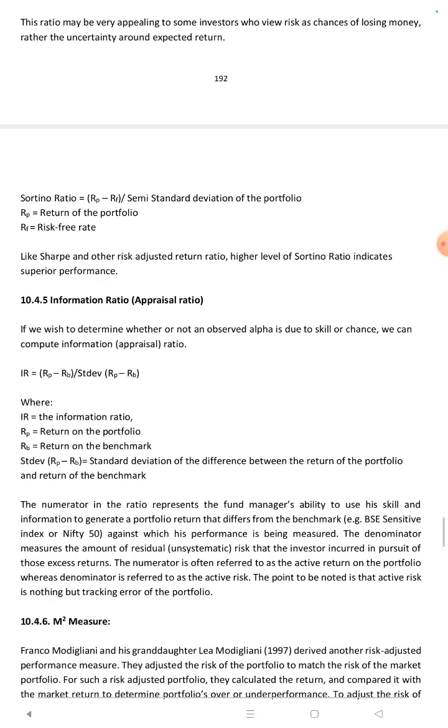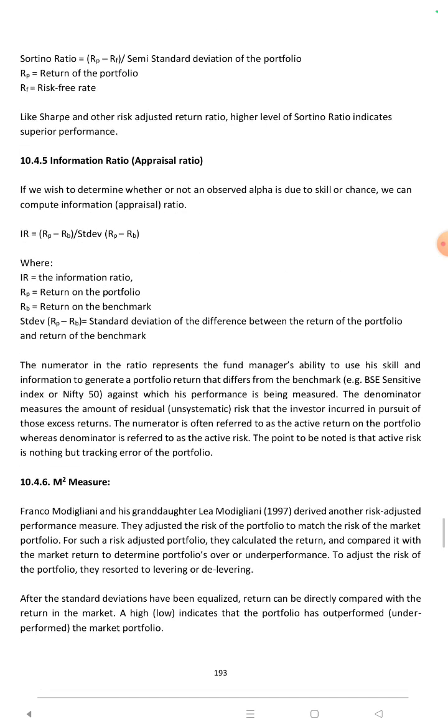This ratio may be very appealing to some investors who view risk as the chances of losing money rather than the uncertainty around expected return. Sortino ratio: (RP minus RF) divided by semi-standard deviation of the portfolio.